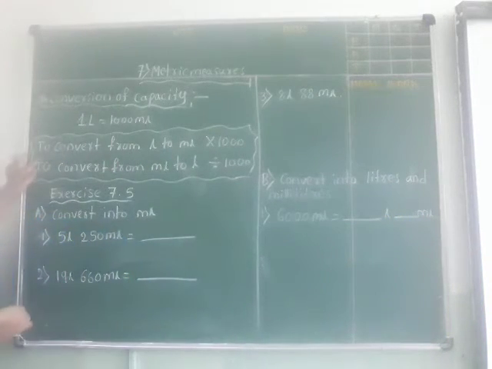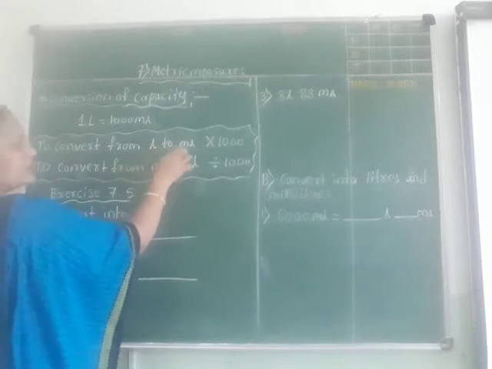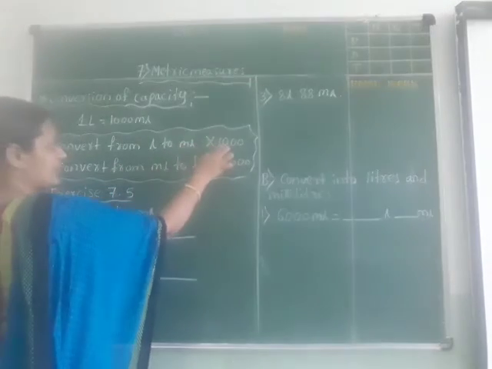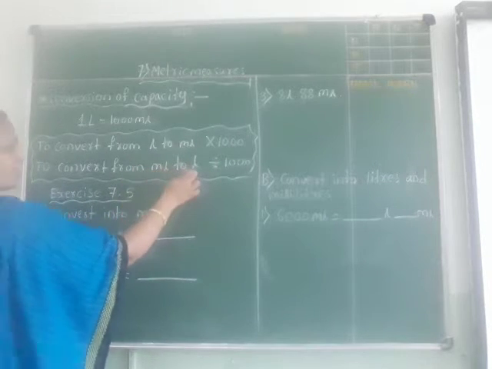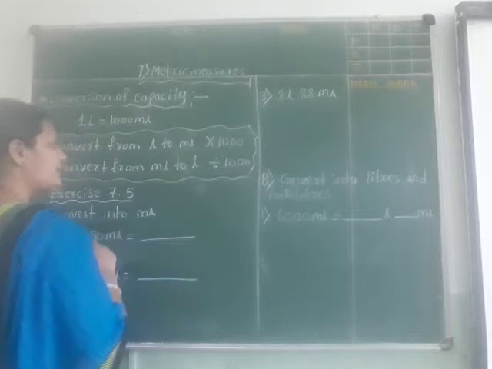So for converting from liter to milliliter we have to multiply by 1000, and for converting from milliliter to liter we have to divide by 1000. Liter is the biggest unit and milliliter is the smallest unit, so you have to multiply by 1000, and milliliter is the smallest unit and liter is the biggest unit, so you have to divide by 1000.